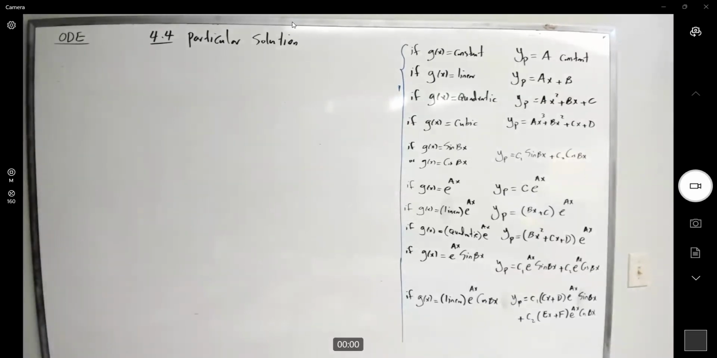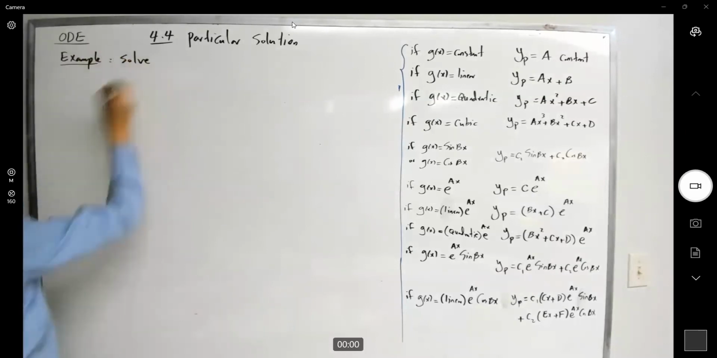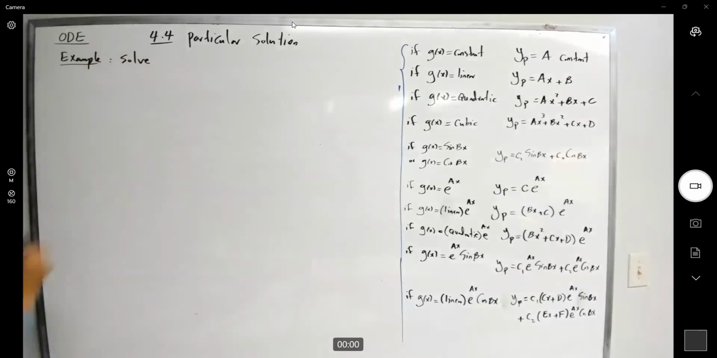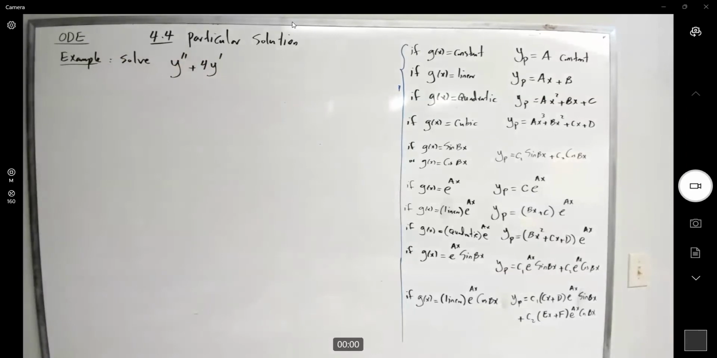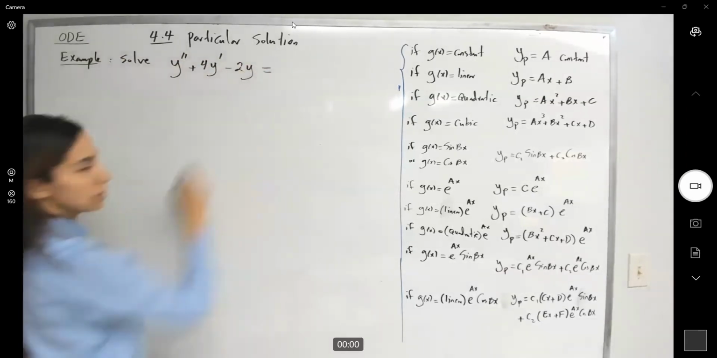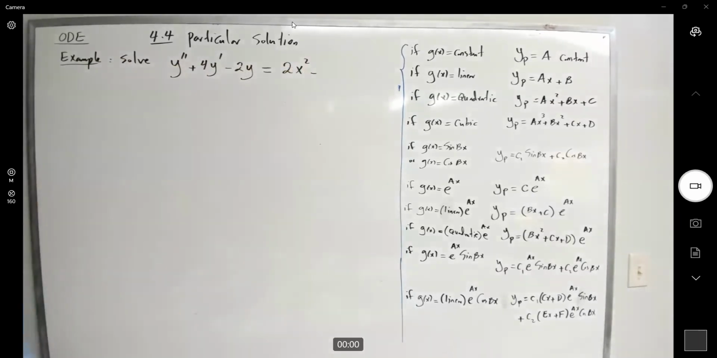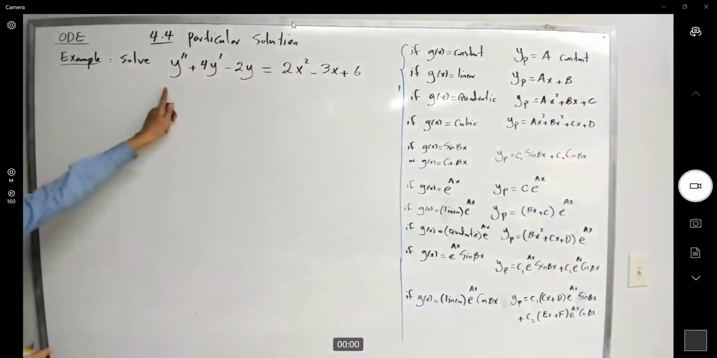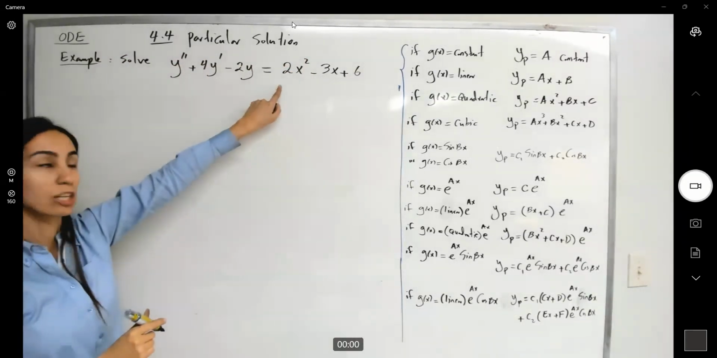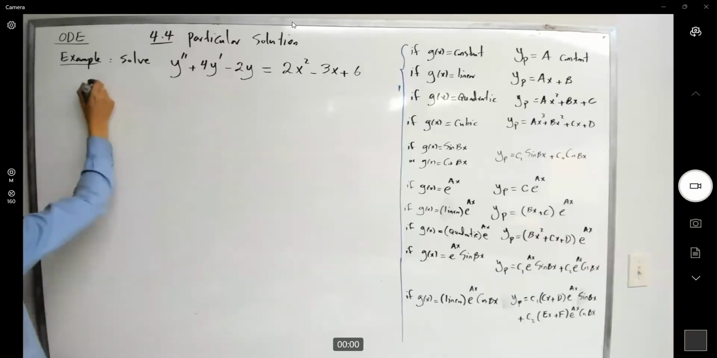So this example says, solve the following differential equation. Example, solve. Here we have the second derivative of y plus 4y prime minus 2y equals 2x squared minus 3x plus 6. So as you can see, you have a non-homogeneous second order linear differential equation with constant coefficients.